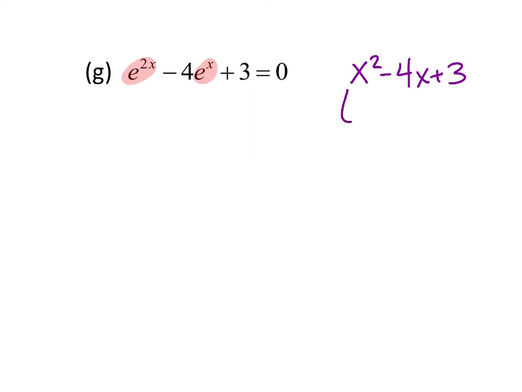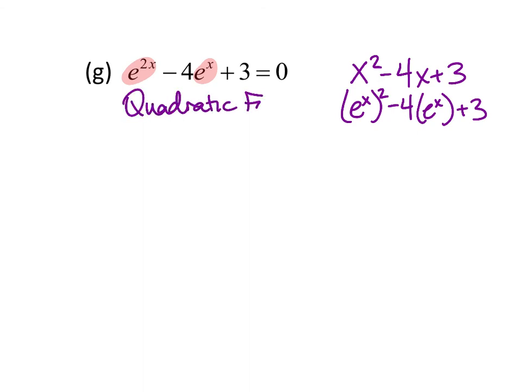Let's just let x be e to the x. You see how this is actually just a simple quadratic where the base is not x, the base is the function e to the x. It's called quadratic form. We'll write that down. Quadratic form. When other equations take on a quadratic form, you can treat them as if they are a quadratic using whatever form of equation they gave you.